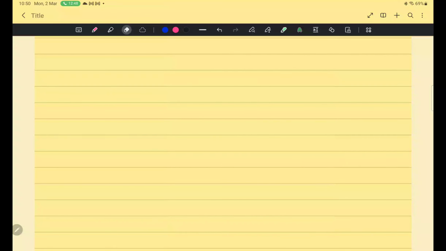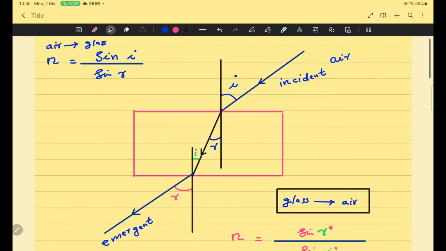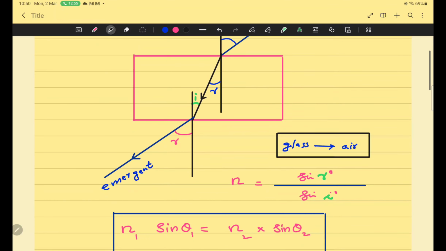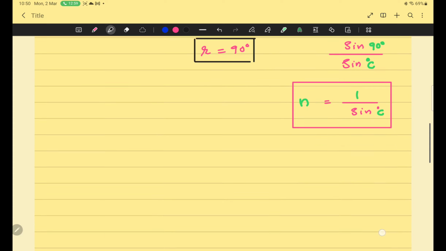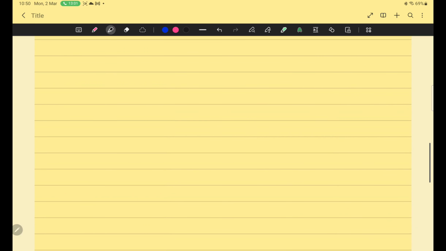Today is 2nd March 2026. We have studied refraction of light in the last class, and before recording, we have reviewed the formula sheet. And now I am starting a new topic related to refraction.